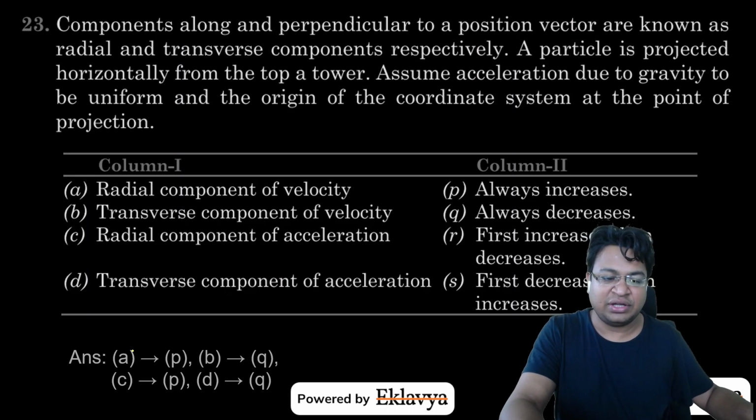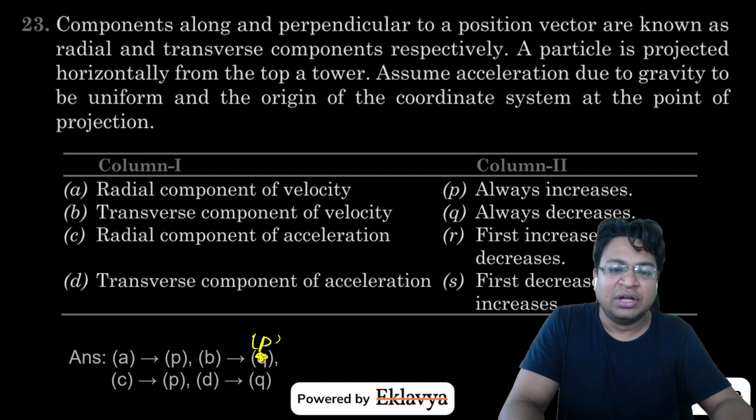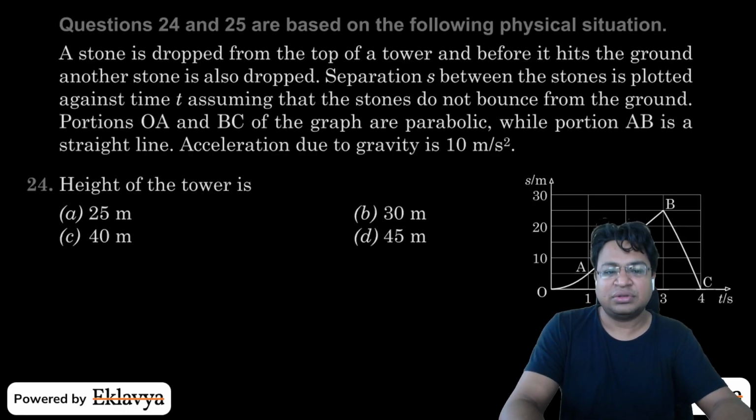All right. So A goes with P, B goes with, guys, it is not written correctly. It has to be P. You can check it out in the book itself. It is P. All right. B goes with P, C goes with P, and D goes with Q. It is misprinted here. You can check it out in the book itself. All right. Now we go to the next question.